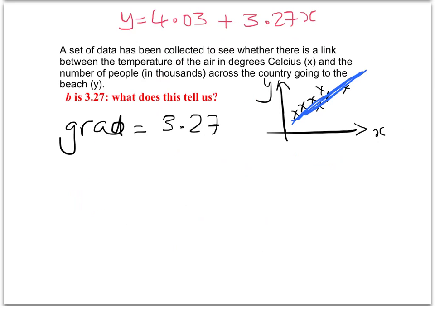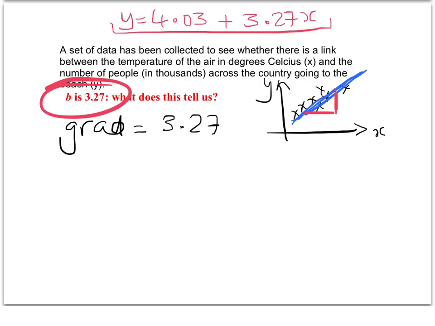Still with the same example here, now we're looking at the regression line. Say we've calculated the regression line, y equals 4.03 plus 3.27x. So the b, the gradient, is 3.27. A common answer to the question, interpret the value of 3.27, is for students to say it's the gradient of the line. And that is true, but it's not what they're after.